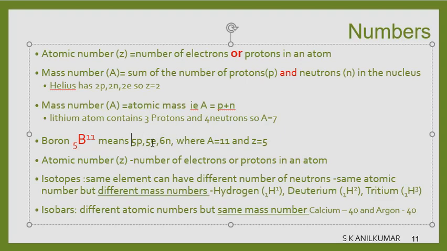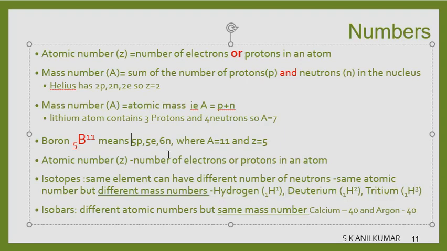The number of protons and electrons cannot change, because if 5 is the proton, then electron has to be 5. Why? The positive and negative have to balance. But neutron can change. Why? Neutron doesn't have a positive or negative charge. So changes in the number of neutrons will cause a different mass number for the same element. Hydrogen has mass number 1, deuterium is 2, and tritium is 3.